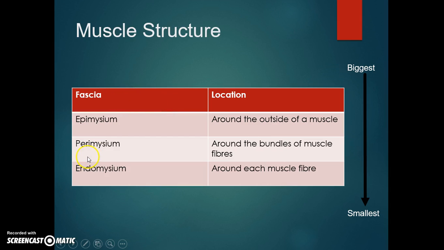So you can see the fascia here, and they just go from biggest to smallest. So when you see the word epi, I want you to think epic, because this epic goes around the entire muscle. Peri is around the middle, around the bundle of muscle fibers, and endo, just think end, goes around each muscle fiber. Again, this is striated, so it looks stripy.